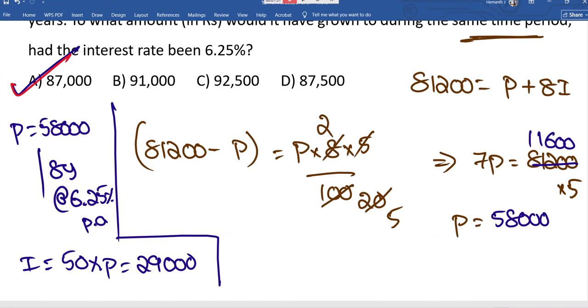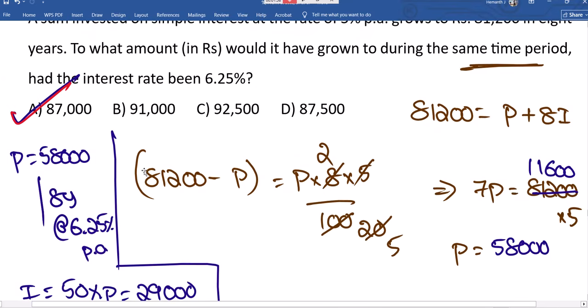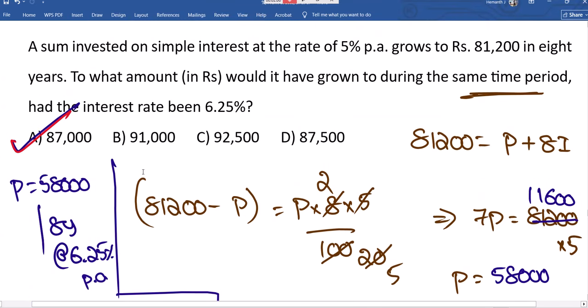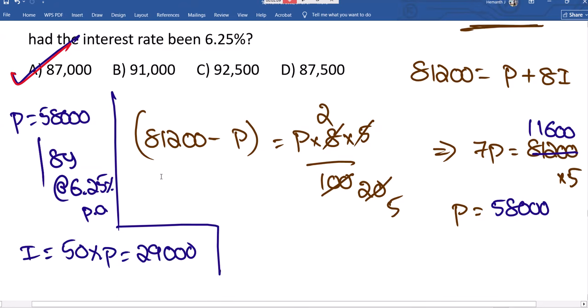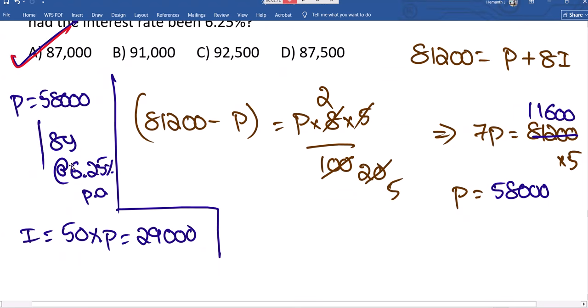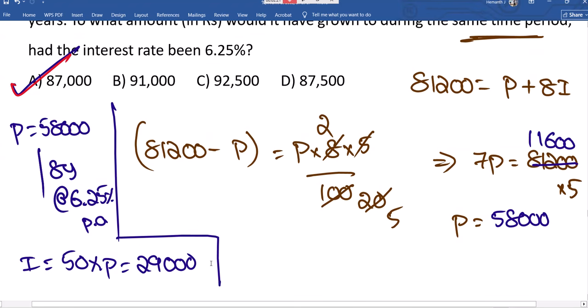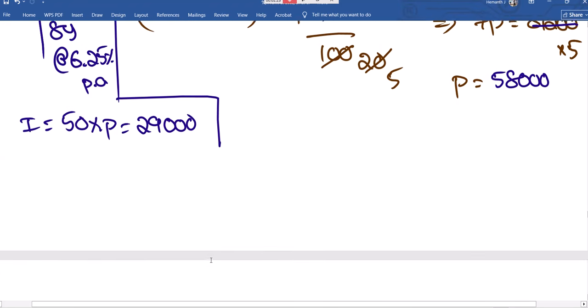Rate of interest. In this question, indirectly you are supposed to calculate the sum or principal. Then we have to solve this. Answer 87,000. I equal to PTR by 100, but I is not given directly. Principal 58,000, at the rate 6.25% for 8 years means 50%. 50% on principal is 29,000. So the amount becomes the combination of both, 87,000.